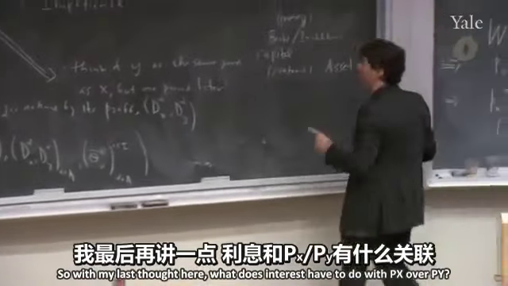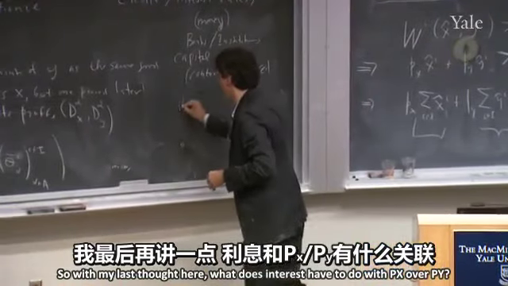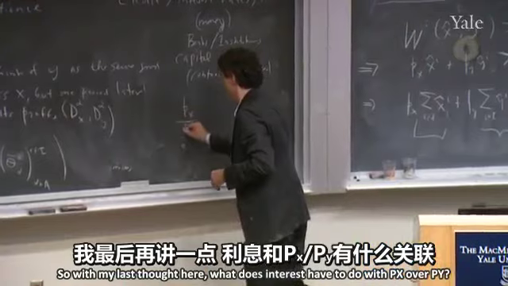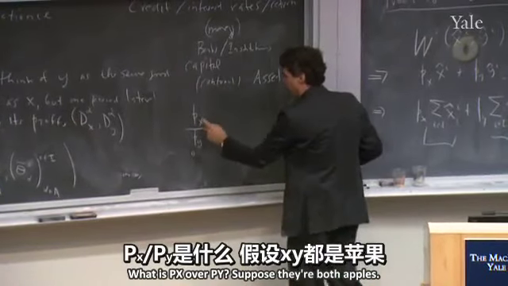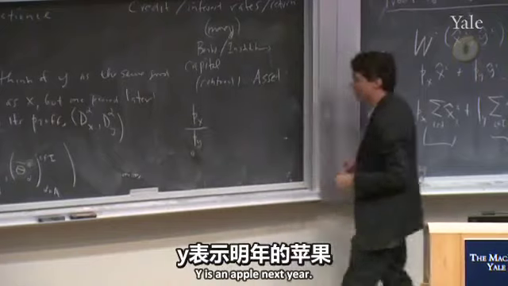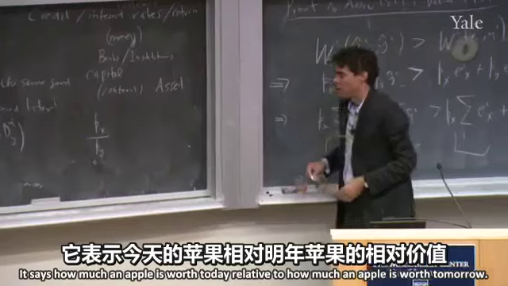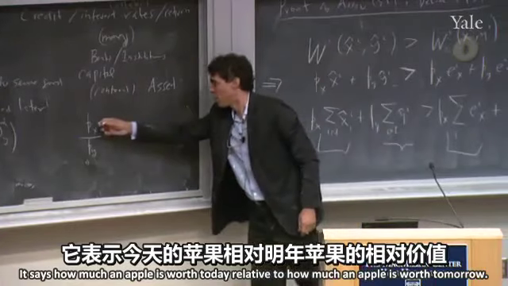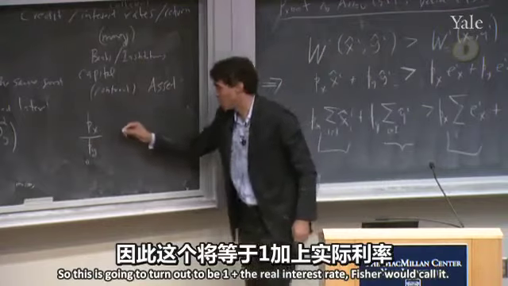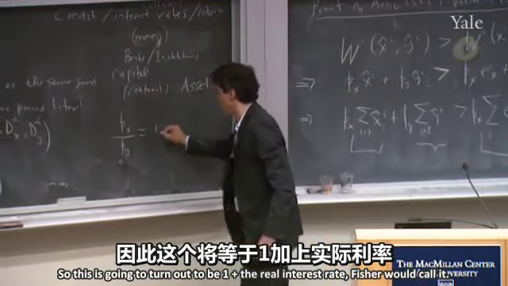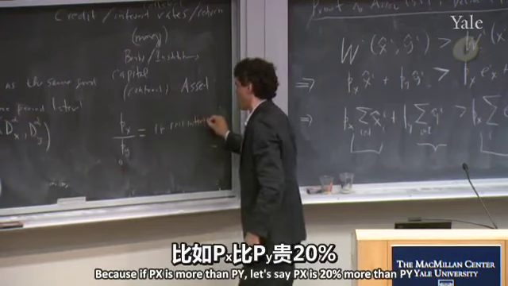So with my last thought here, what does interest have to do with px over py? Suppose they're both apples. So x is an apple today, y is an apple next year. What is px over py? It says how much an apple is worth today relative to how much an apple is worth tomorrow. So this is going to turn out to be 1 plus the real interest rate, Fisher would call it.